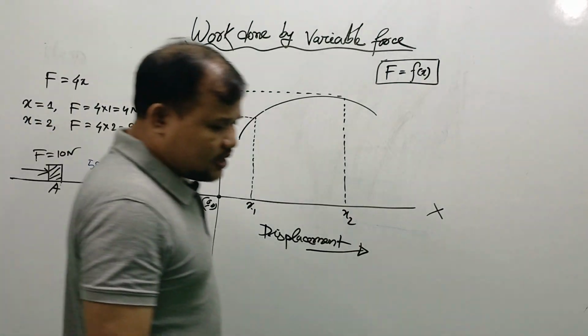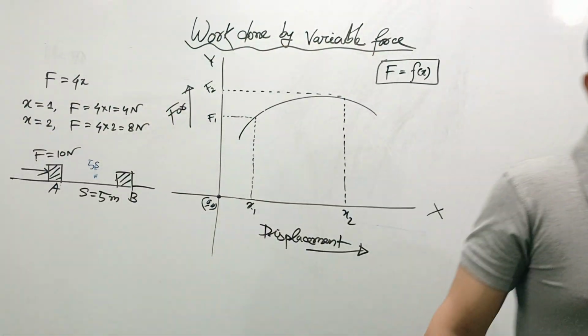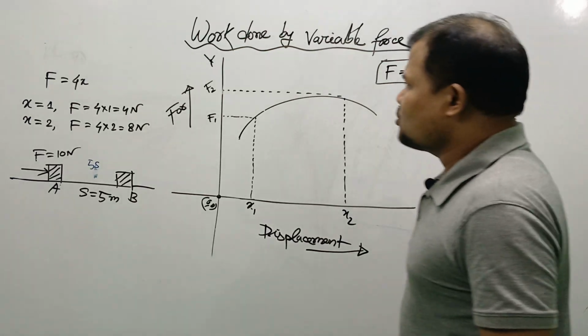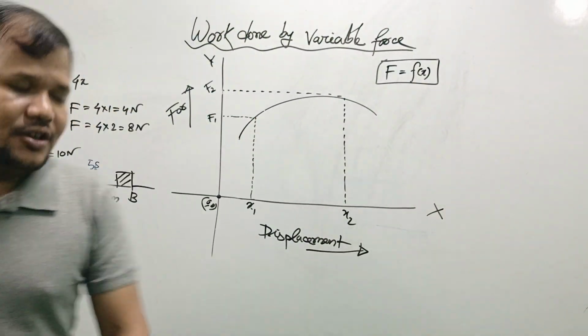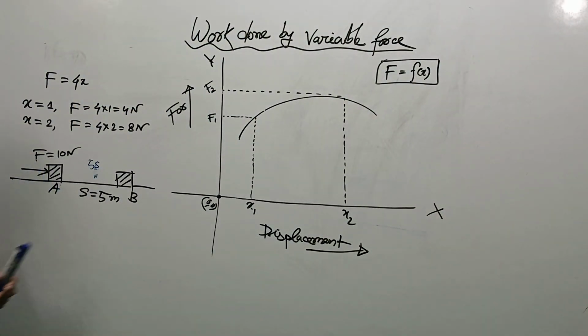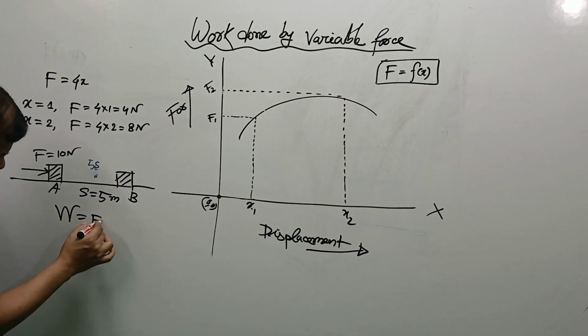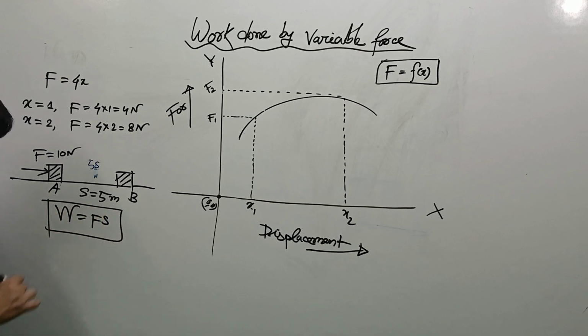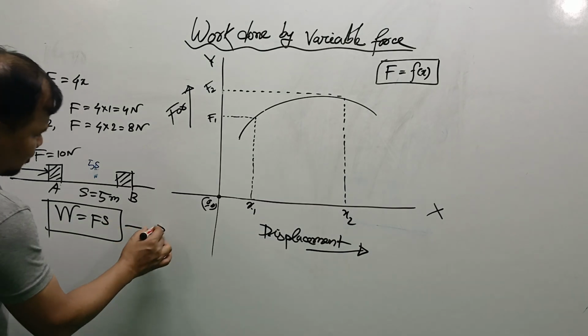Here we can see the force is a variable. Because of this variable force, how can we measure work? This equation cannot be valid for this. Which equation? If we measure the work, W = Fs is only valid for the constant force.